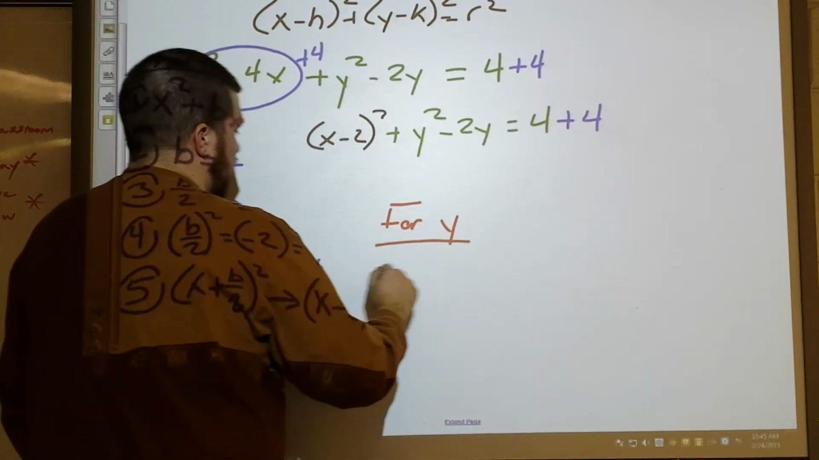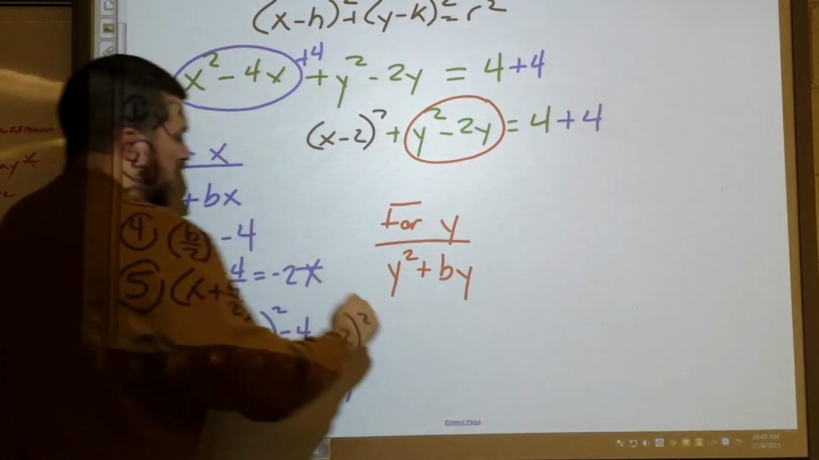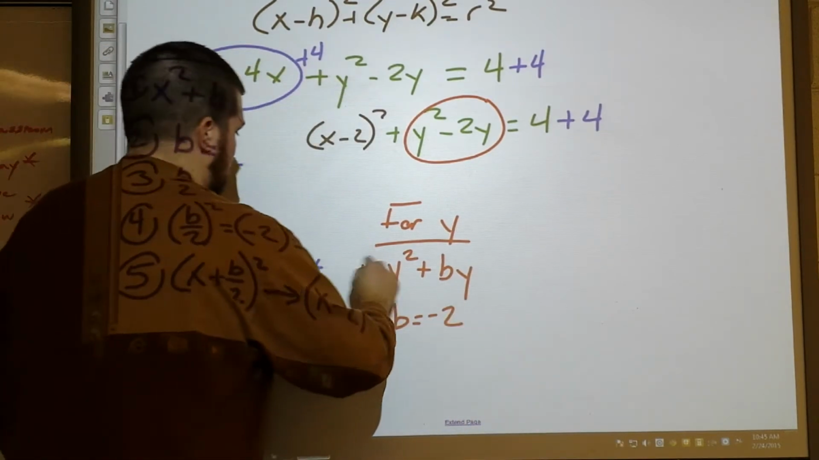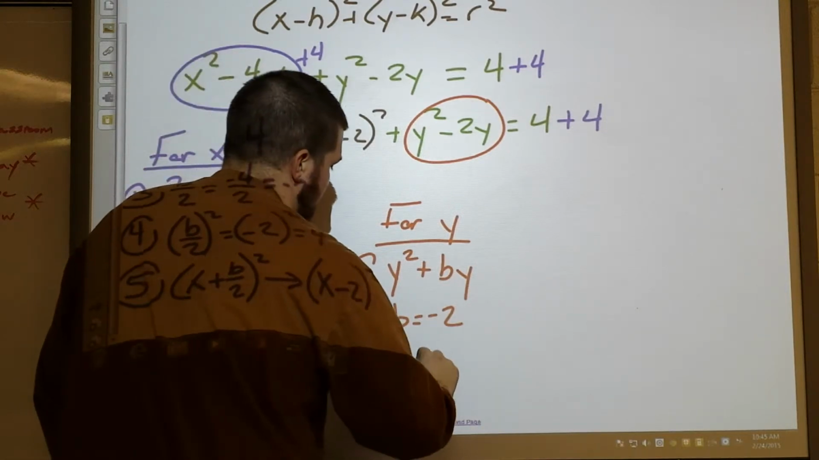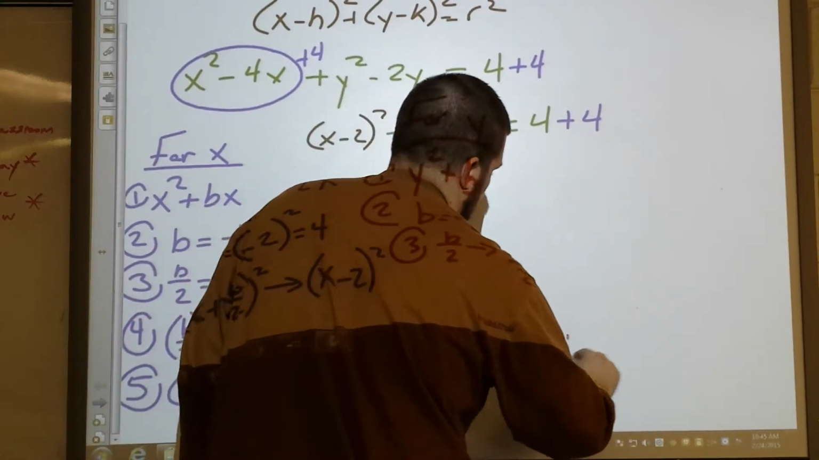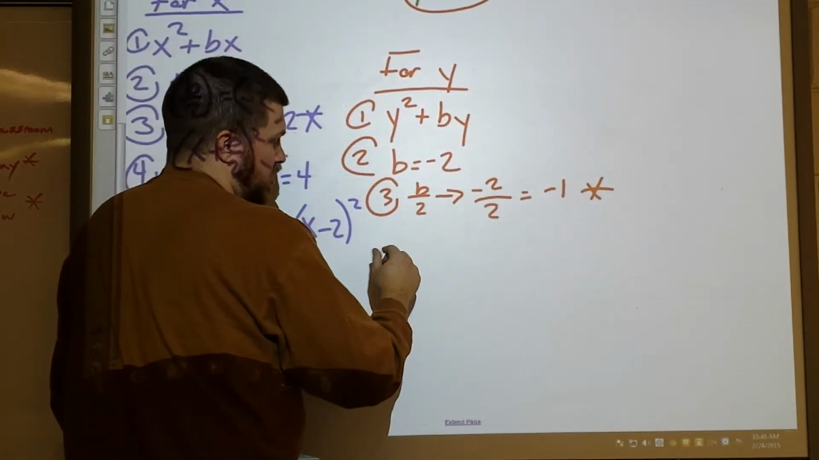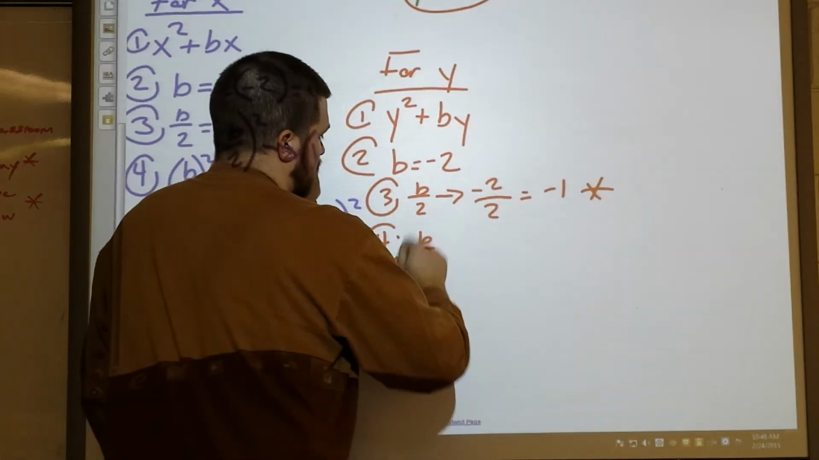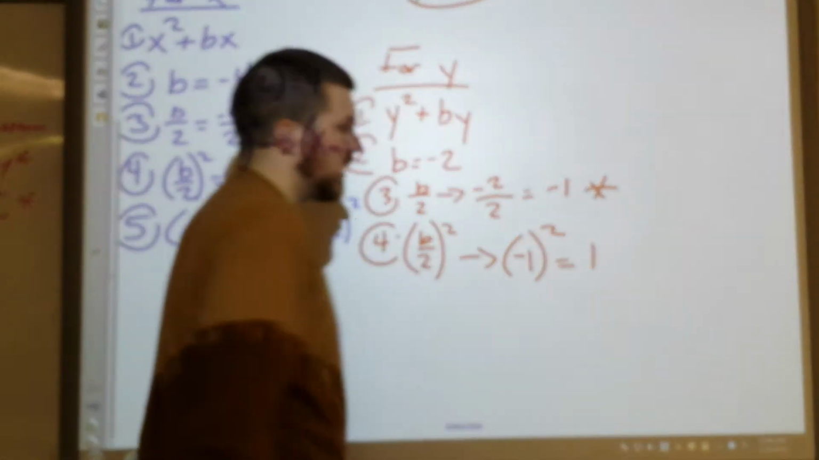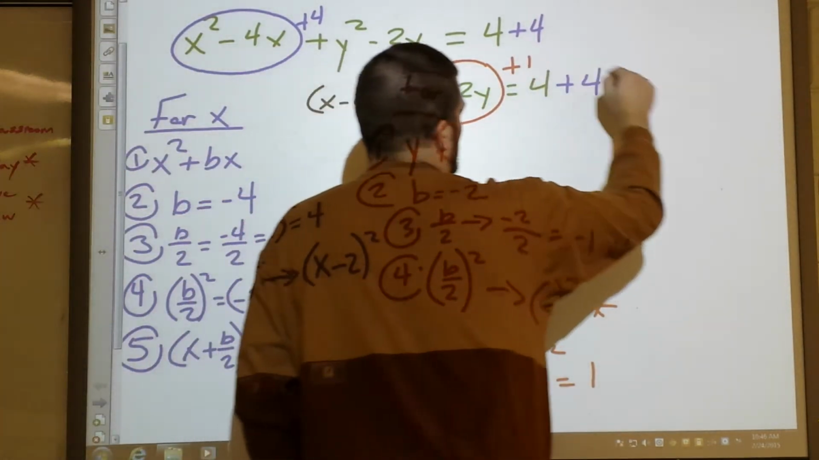I want to get y squared plus by by itself, which I've already done right here. So based on this, b is negative 2. I want to divide that by 2. So b divided by 2, which means for this particular problem, negative 2 divided by 2 is negative 1. Put a star next to that because that's going to help me out in just a moment. My next step is take b divided by 2 and then square it. So b divided by 2 squared, for this particular problem I have negative 1 squared, which is positive 1. I take this positive 1 and add it to both sides of my equation. So plus 1, plus 1.